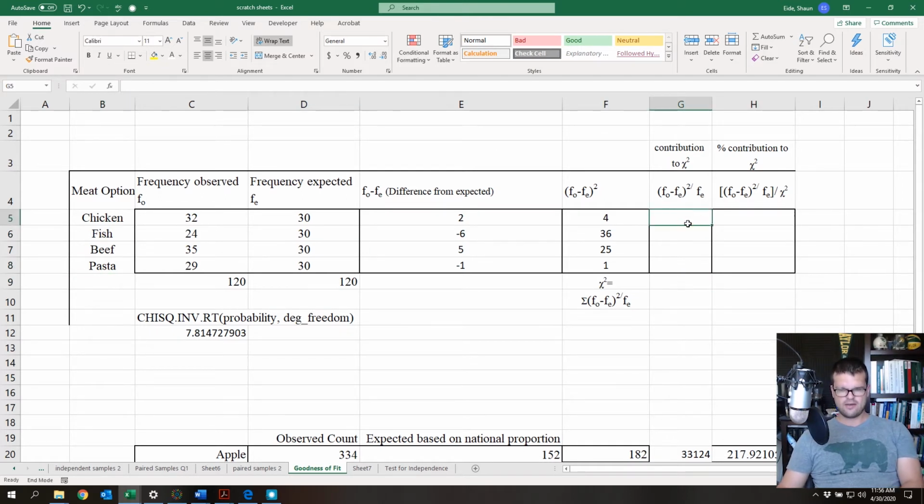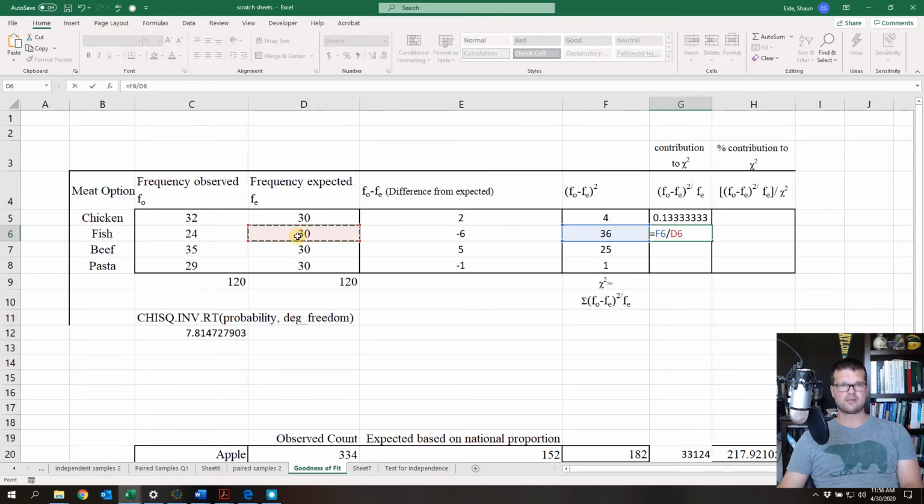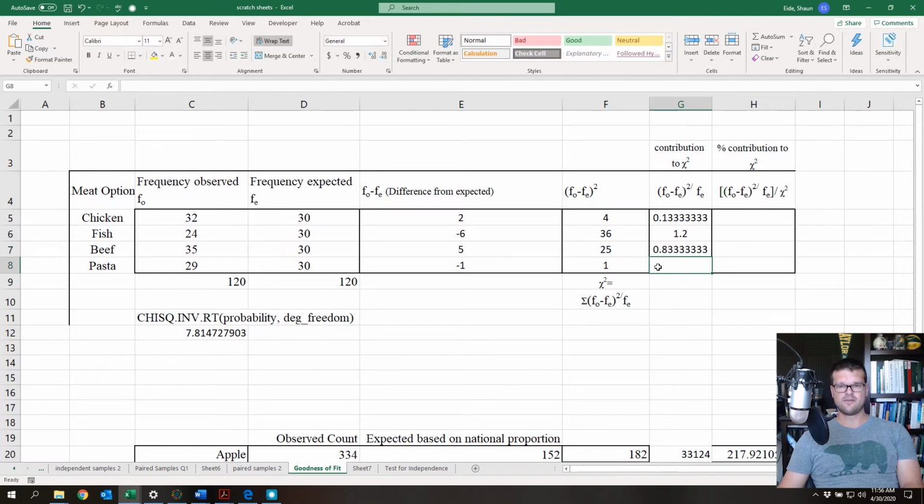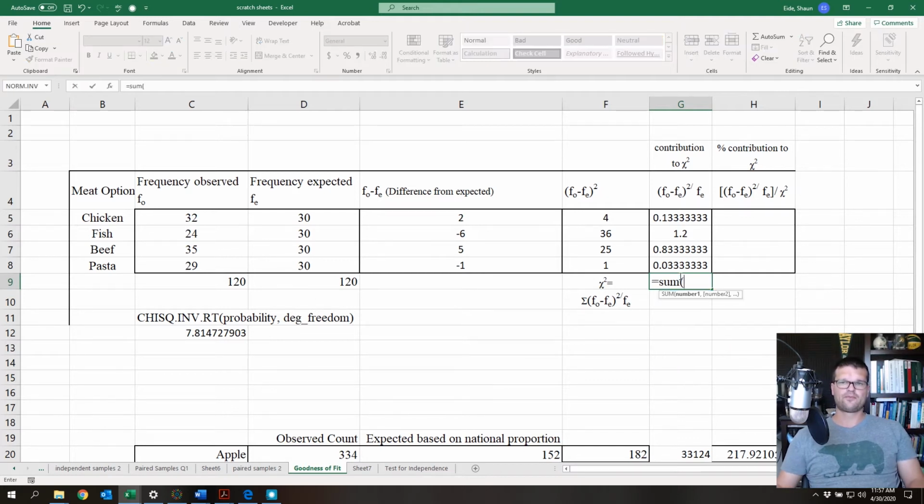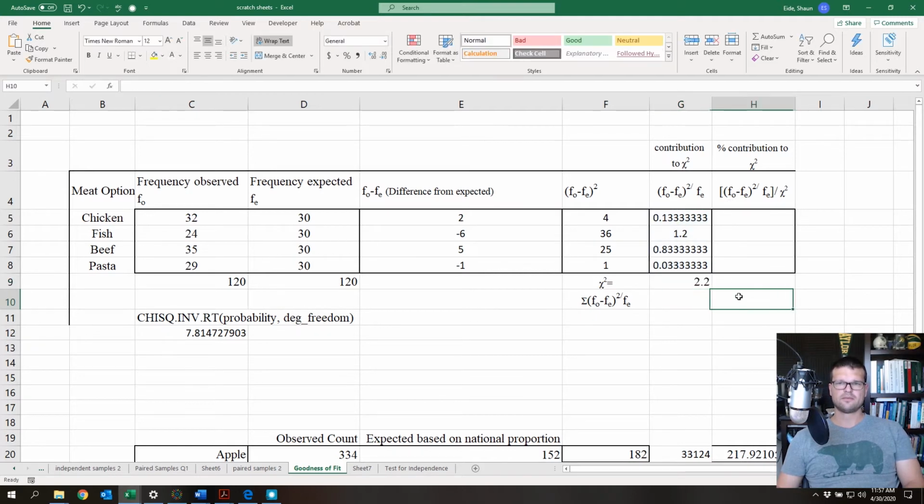So we have equals the squared difference divided by the expected frequency. Once again, equals the squared difference divided by the expected frequency. So each one of these is the individual contribution to the chi-squared score. Okay, and then in order to get the chi-squared score, equals sum, just add them all together. Add all of these together, and so now we have chi-squared.